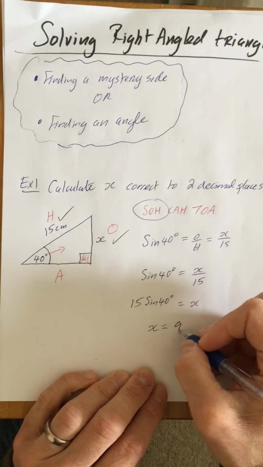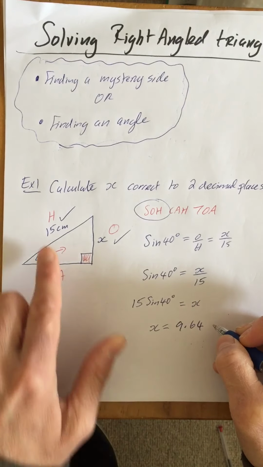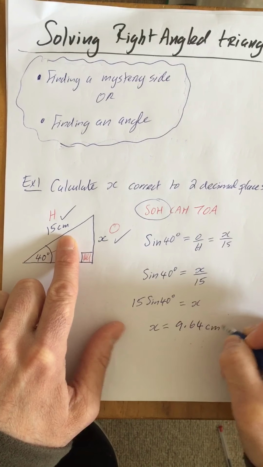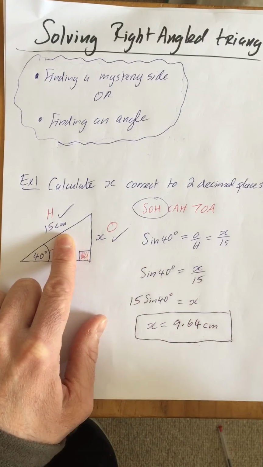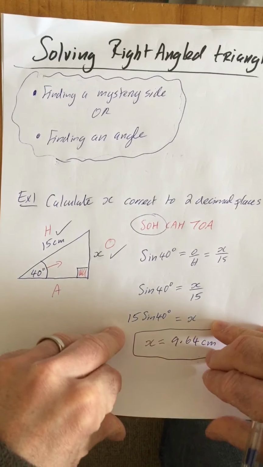So I'm going to write 9.64. And to get full marks on this question, I must put the units in. Because it was given in centimetres, it's centimetres. And that there is the answer to the first example. Let's do a second example.